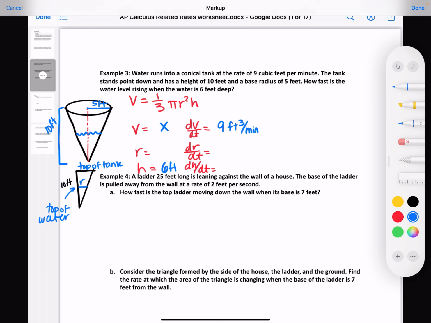Right now it won't make sense if I tell you this, but we are going to be getting rid of r and dr dt. That won't make sense until I show you why with the similar triangles here tomorrow, but I don't have time to explain all that right now.